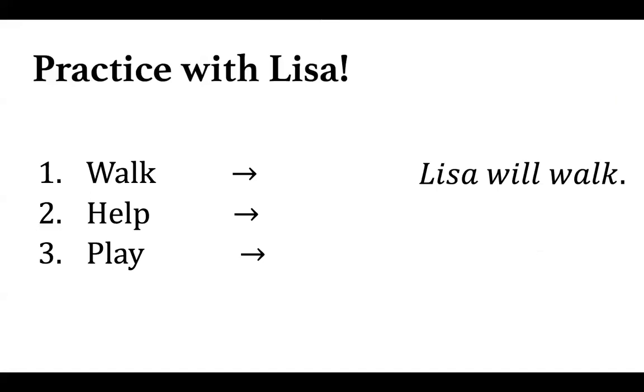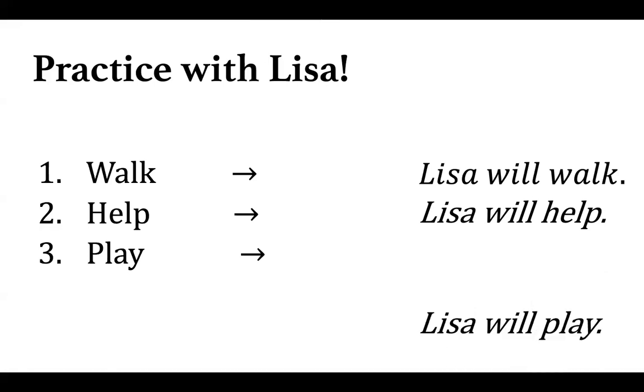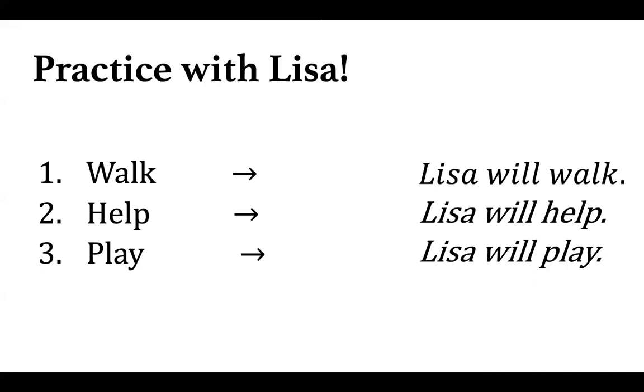Lisa is a subject. Will shows that the action walk will happen. So we have Lisa will walk. Next, we have help. Lisa is the subject. Will shows that the action help will happen in the future. So we have Lisa will help. And play. Lisa is the subject. Will shows that the action play will happen in the future. So we have Lisa will play. Great job.